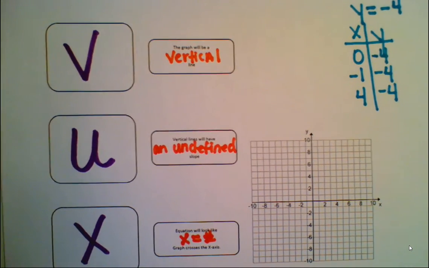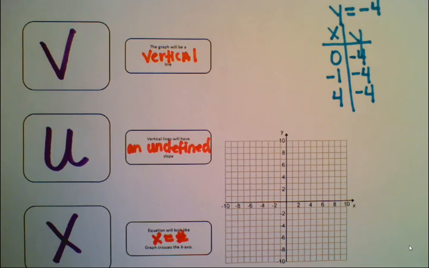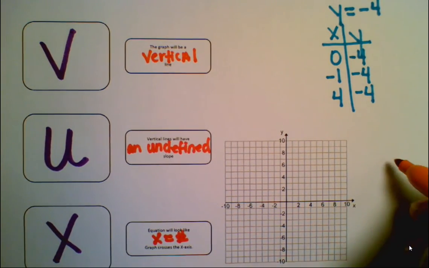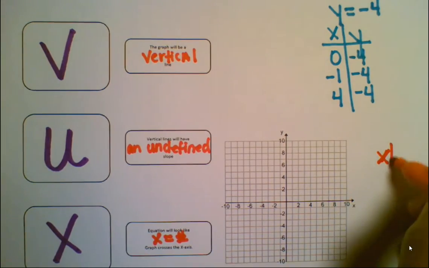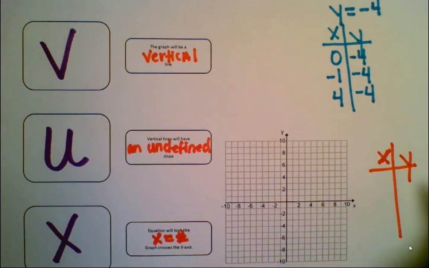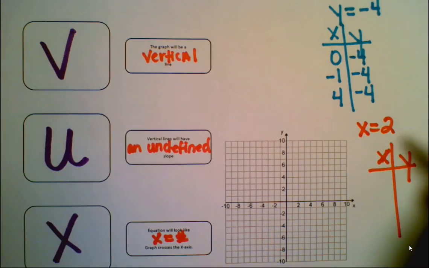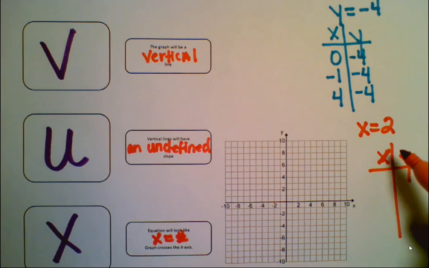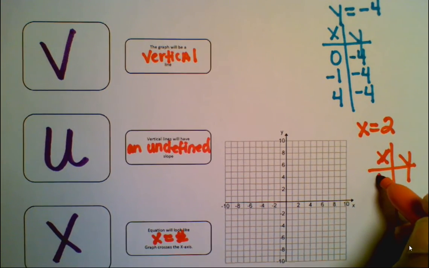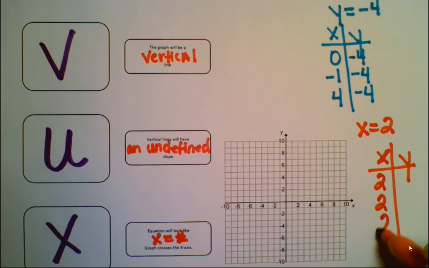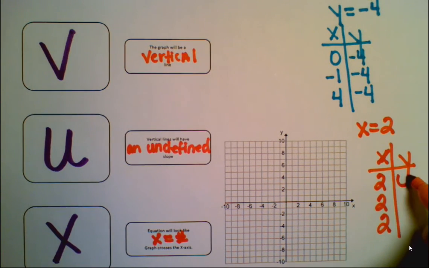Now, just like we would for the horizontal line, we can create a table of values given the equation x is equal to 2. What this is saying is that for the column of x, we can only plug or substitute the value of 2 into the table. But for the y column, we can plug in any number we choose.